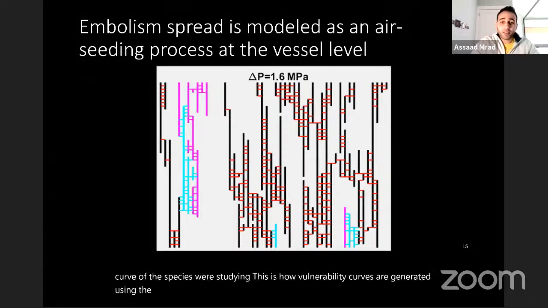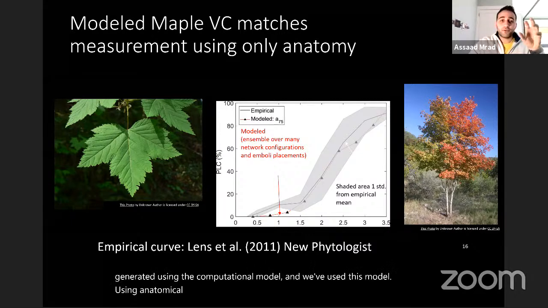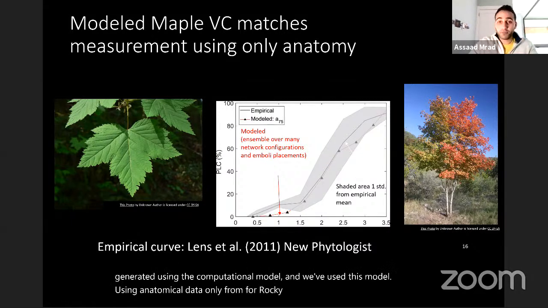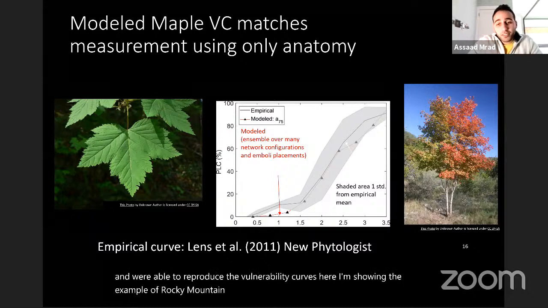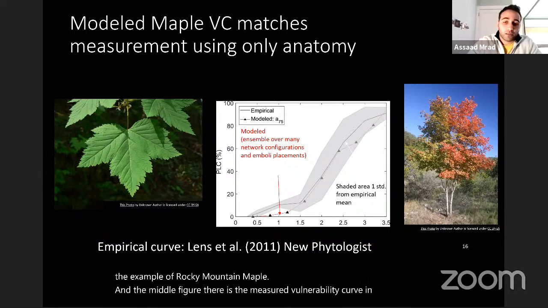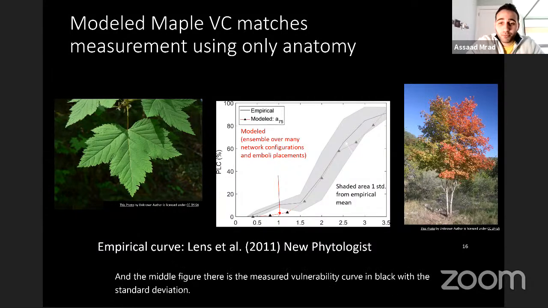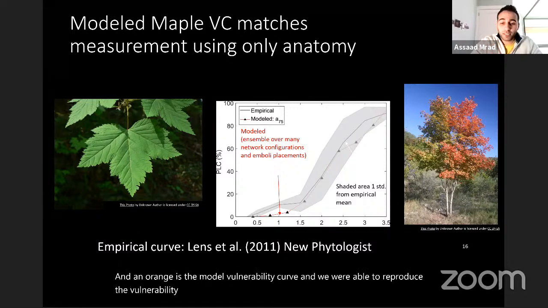And we've used this model using anatomical data only for Rocky Mountain maple and other maple species. And we're able to reproduce the vulnerability curves. Here I'm showing the example of Rocky Mountain maple. In the middle figure, there's the measured vulnerability curve in black with the standard deviation. And in orange is the model vulnerability curve. And we were able to reproduce the vulnerability curve using only anatomical data.